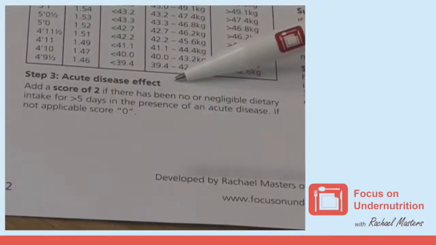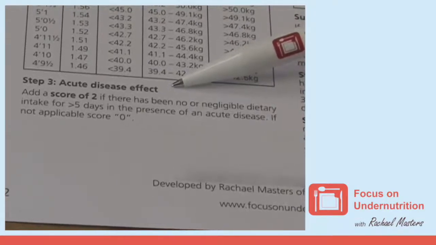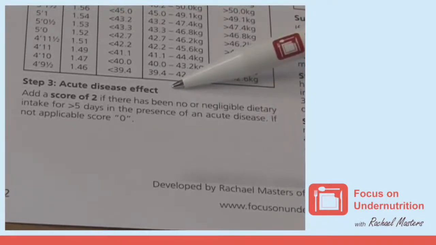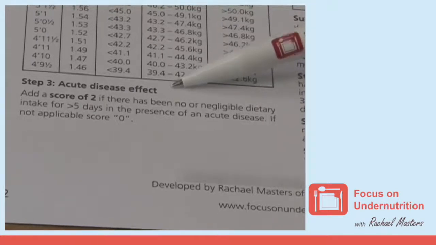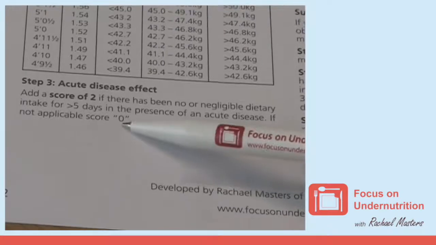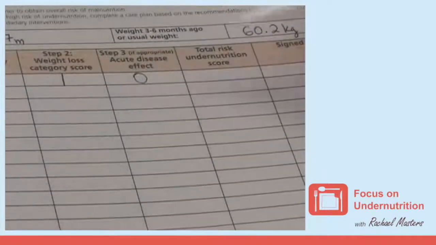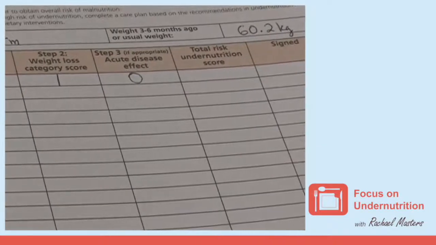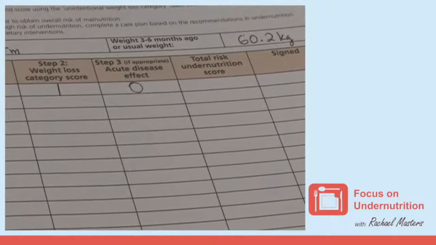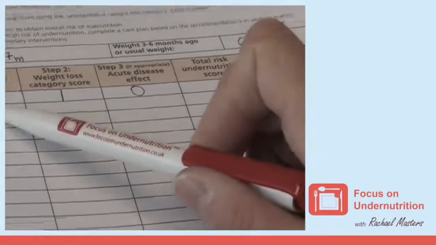Finally is the acute disease effect step. If a person has had or is likely to have no or negligible dietary intake for more than 5 days in the presence of an acute disease, write a score of 2 in this section. Otherwise, score 0, even if they are eating small amounts. For example, if Mrs. Green had a reduced appetite but is still eating small portions, she would score a 0 in the acute disease effect category.